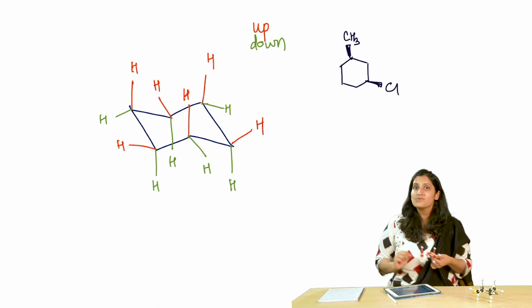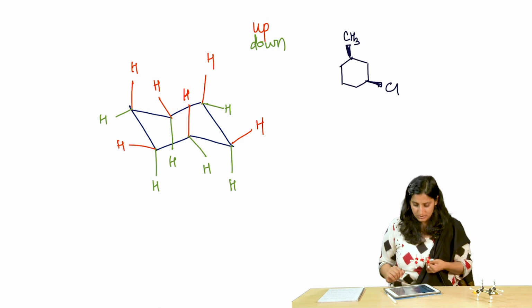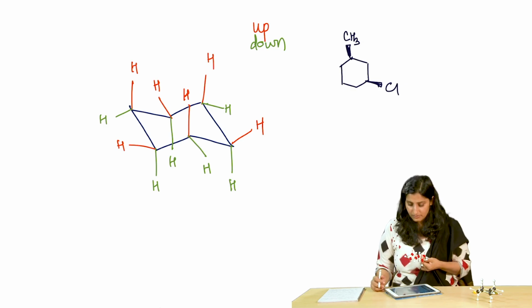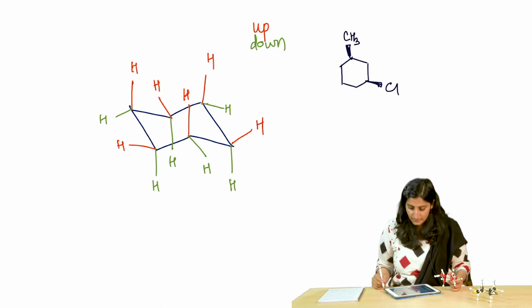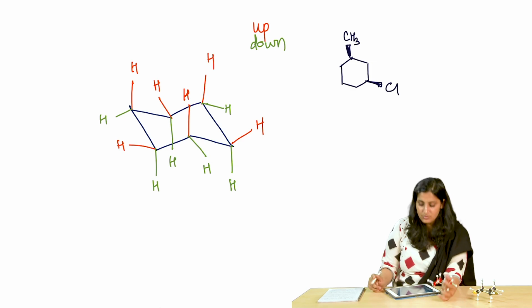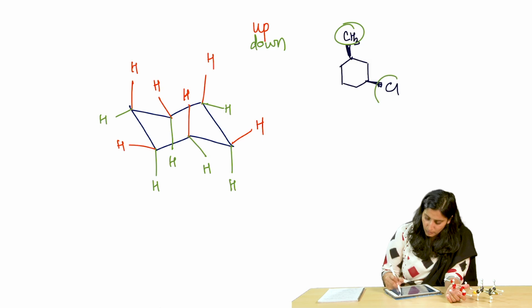So, this becomes very important in converting the 2D structure to a 3D chair structure. I have this example here, which is that of chloromethyl cyclohexane. Now, in this particular example, as you can see, the methyl group and the chlorine are both coming towards you.